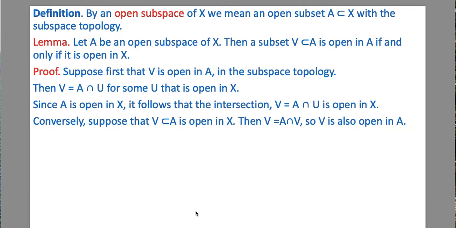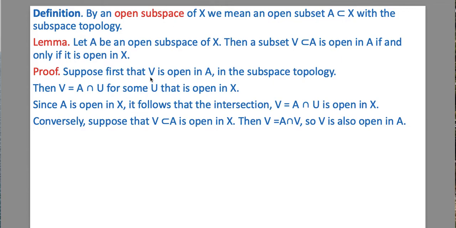Now open subspace. By an open subspace of X, we mean an open subset A of X with the subspace topology. We have one more lemma. Let A be any open subspace of X. Then a subset V of A is open in A if and only if it is open in X.